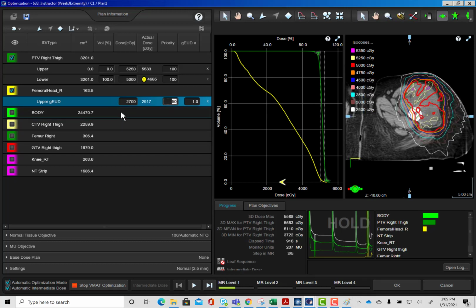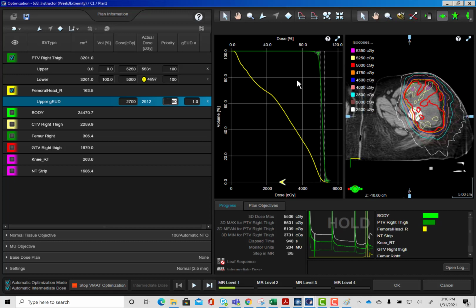But what I like to do is push on my OARs until I start to visibly see a considerable loss in coverage. So right now, still pretty good coverage. I'm not really seeing a big shoulder forming right here. But while I'm in level 1, I want to start to see a little loss in coverage, basically.